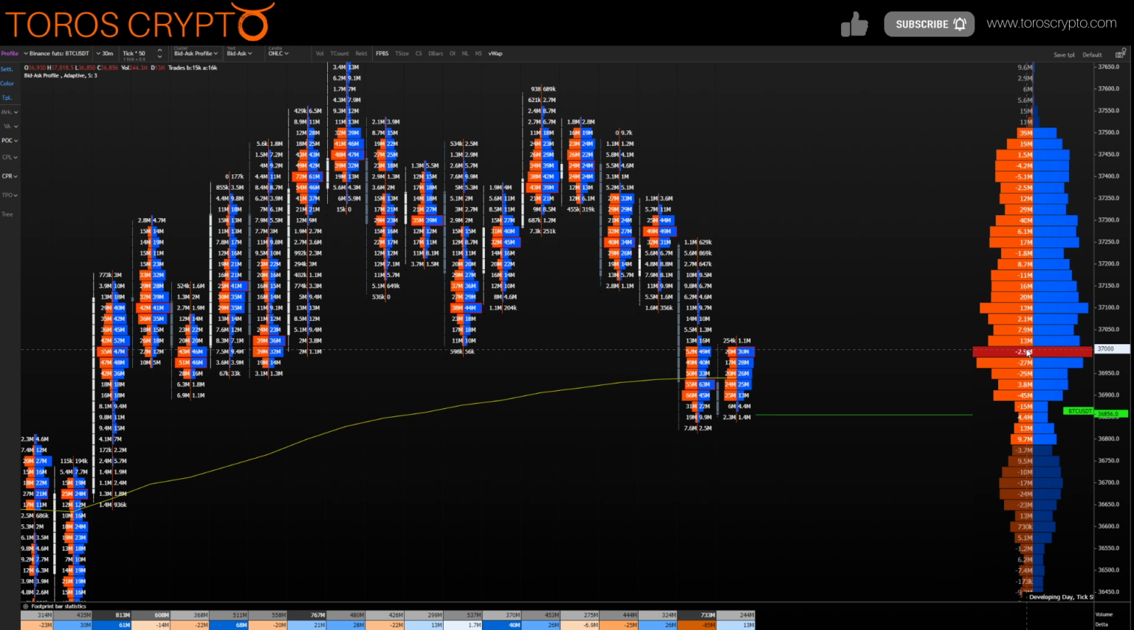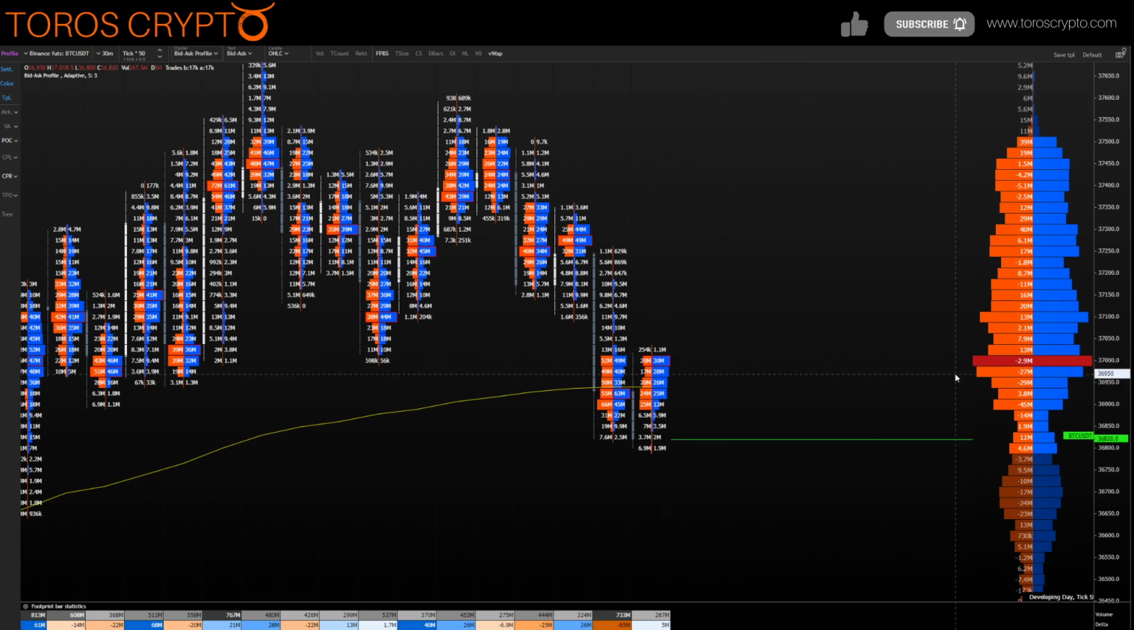Basically, the delta is the difference between the buyers and the sellers. If you have more selling than buying going on in a certain candle or at a certain area of price, that will give you a negative delta. If you have more buying than selling going on, that will give you a positive delta. So that shows you where the majority of transactions have been taking place throughout the day.